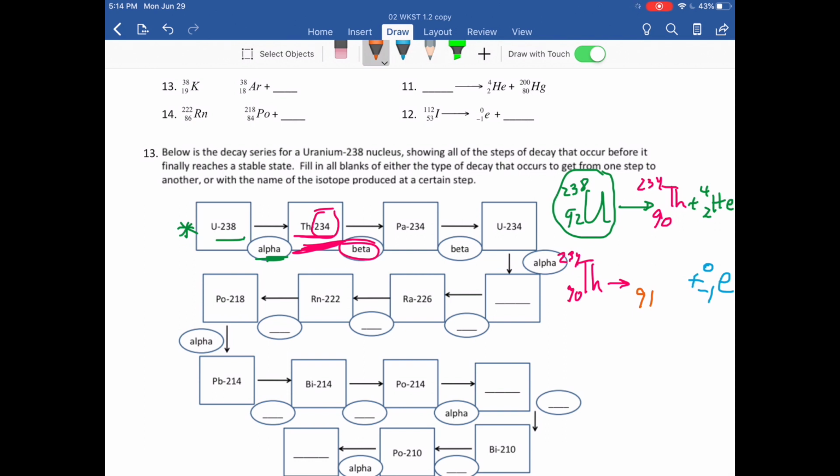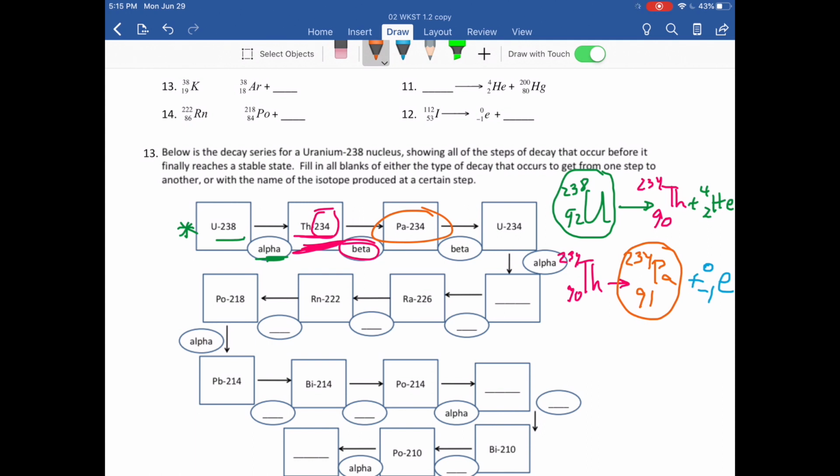I go to the periodic table and I find the element that has 91 as the atomic number. And that's going to be protactinium. Okay, so Pa. Now, what is the mass here? That's the mass number. So that number plus 0 equals 234. So 234. So there we go. This element over here is the one that you see here. Now we go to the next level.